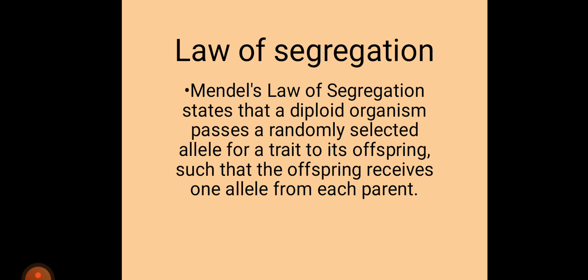Law of segregation. Mendel's law of segregation states that a diploid organism passes a randomly selected allele for a trait to its offspring, such that the offspring receive one allele from each parent. The law of segregation states that each individual that is diploid has a pair of alleles for a particular trait. Each parent passes an allele at random to their offspring, resulting in a diploid organism. The allele that contains the dominant trait determines the phenotype of the offspring.